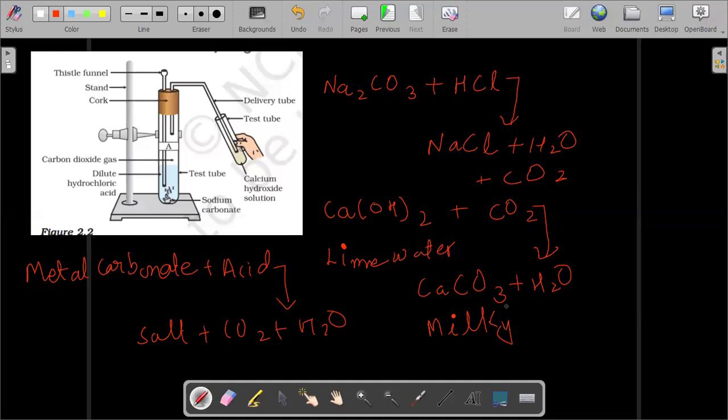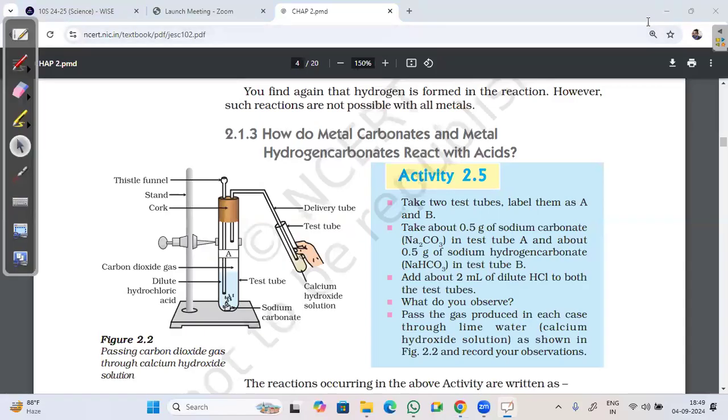Okay, got it now? So today we have completed this. In the same way, metal hydrogen carbonates also react with acids to produce salt, carbon dioxide and water. The products are the same for both.